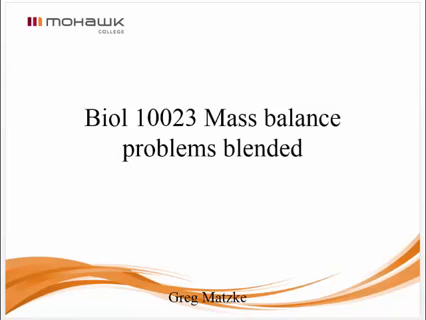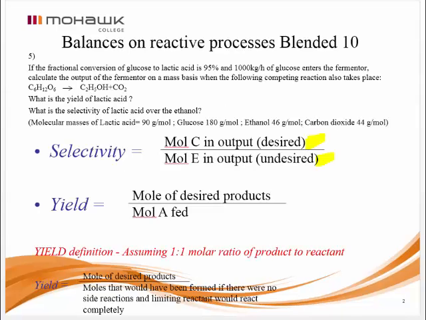Mass balance problems, blended component. If the fractional conversion of the glucose to lactic acid is 95% and 1000 kilograms per hour of glucose enters the fermenter, calculate the output of the fermenter on the mass basis when the following competing reaction takes place. Glucose produces ethanol and carbon dioxide. What is the yield of the lactic acid?